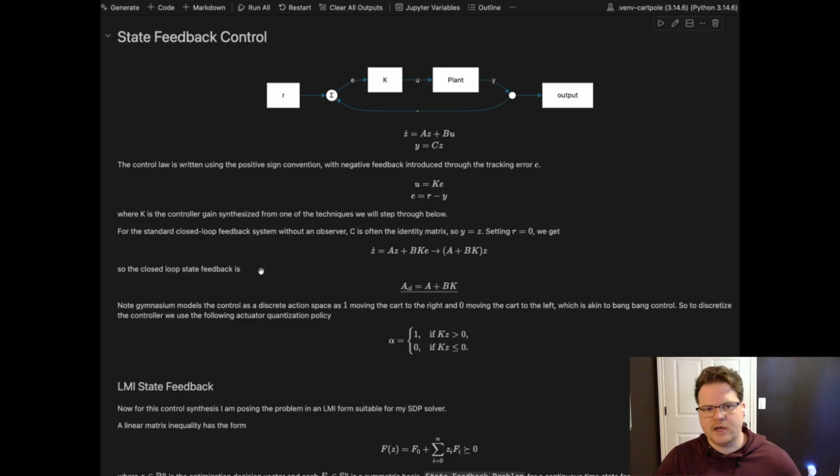And so the standard closed loop feedback right now without the observer C. So right now, assuming that I matrix that I talked about earlier, or even just ignoring it, the Y could just be X. It's just one to one. We can get this closed loop state feedback here, A plus BK. Just using some substitution math here, we get this closed loop state feedback there.